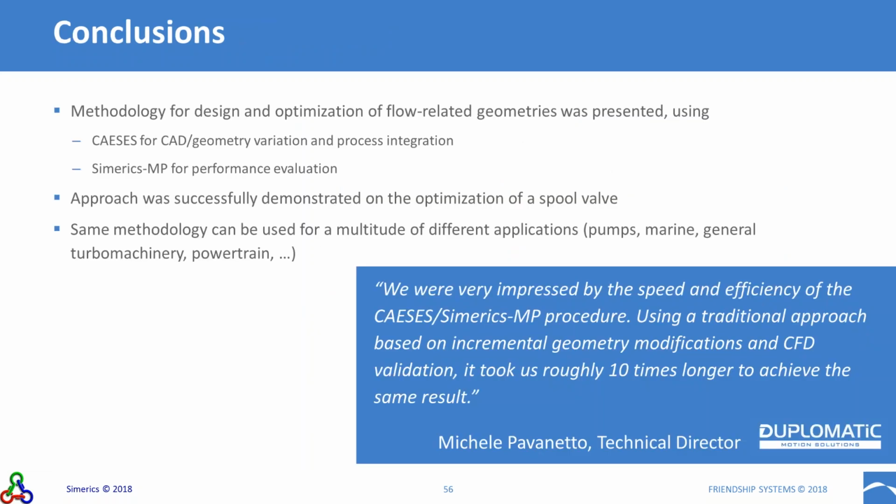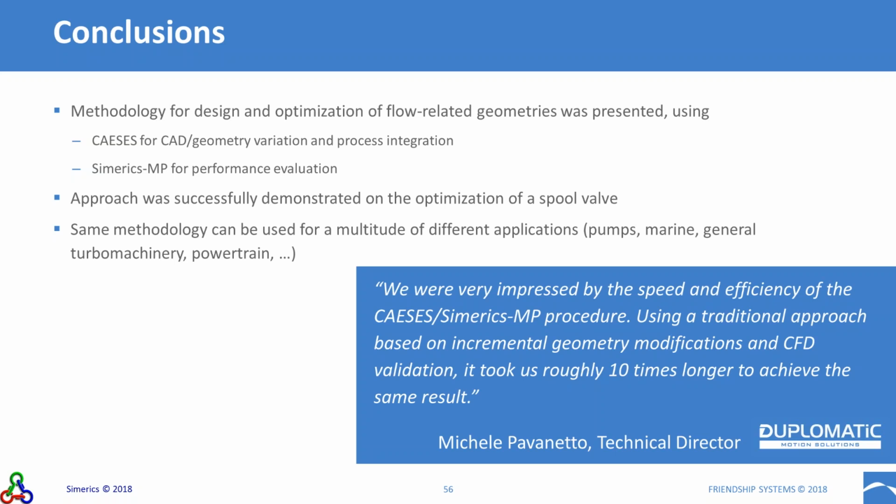So let me summarize what we have done here. We have demonstrated a methodology for designing and optimizing flow-related geometries, and we use CAESES for the CAD and geometry variation, as well as for the process integration, and Simerics-MP for evaluating the performance of our designs. And we demonstrated this approach quite successfully on the optimization of a spool valve. But of course, the same methodology can be used in a multitude of different applications.